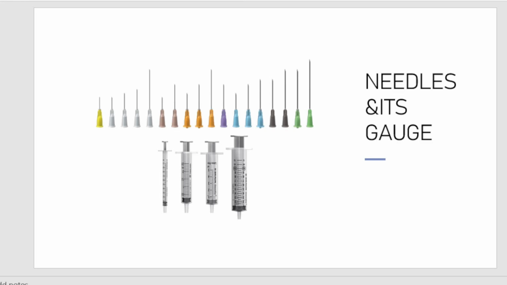We also have to know about the angle of insertion of the needle. For an intradermal injection, the angle is 10 to 15 degrees. For subcutaneous, it is about 45. For IM, meaning intramuscular injection, we use 90 degrees. For intravenous, we use 25 degrees. So this is all about the needle gauge and length.